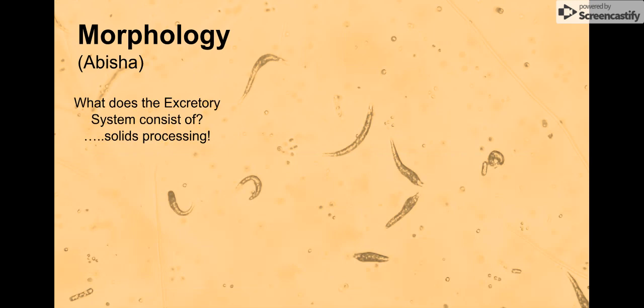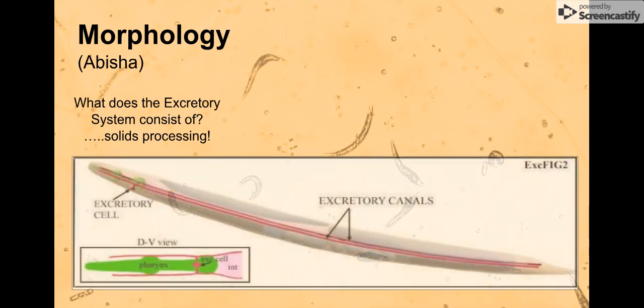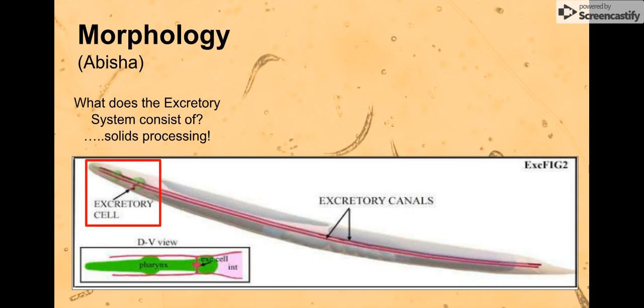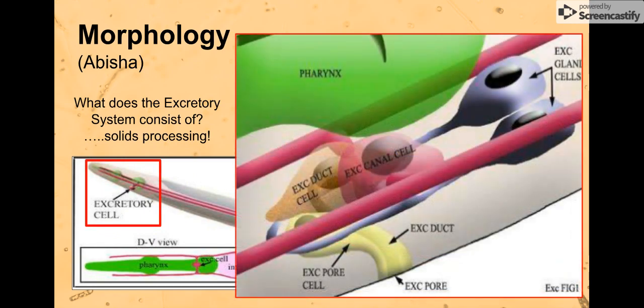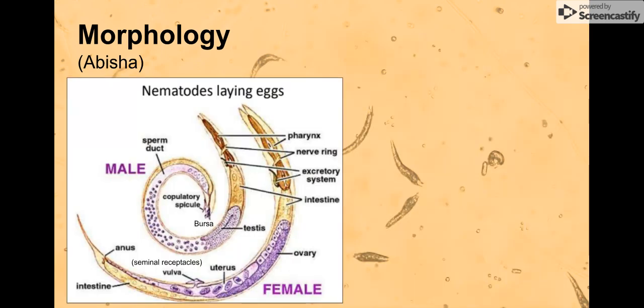What does the excretory system consist of? Well, its purpose is to process solids. So how does it do that? Here we can look at the excretory cell. A close-up shows us that it has an excretory pore cell, an excretory duct cell, an excretory canal cell, multiple excretory gland cells, and that's it.